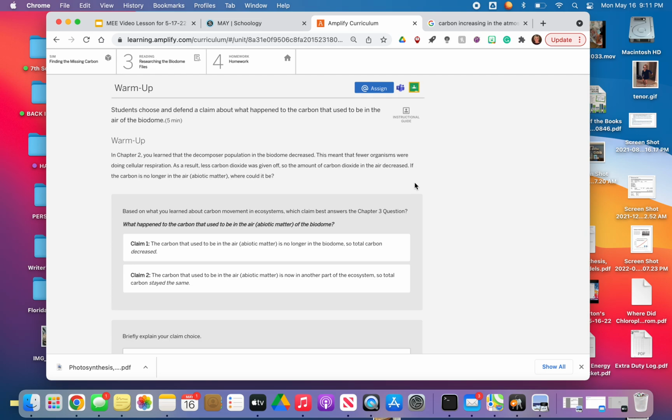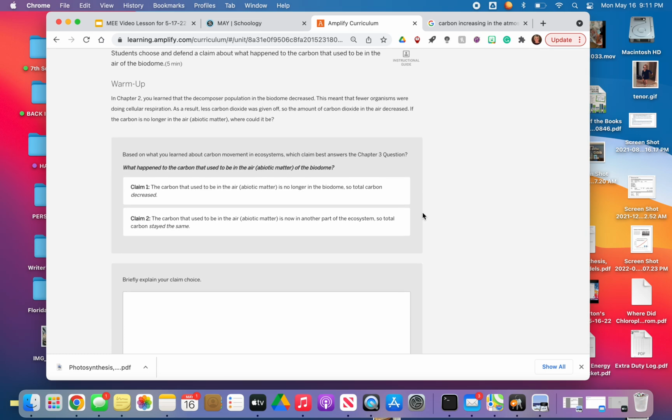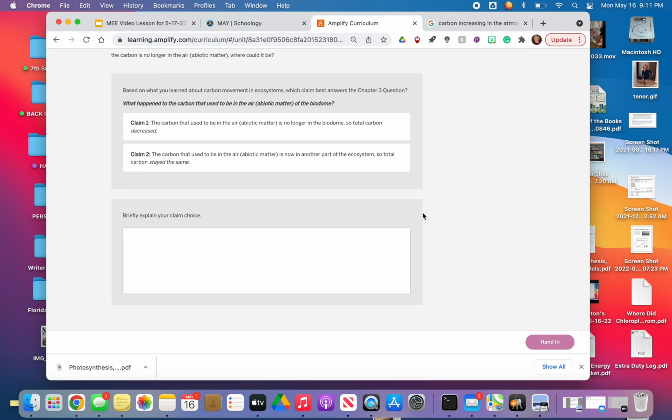This meant that fewer organisms were doing cellular respiration. As a result, less carbon dioxide was given off, so the amount of carbon dioxide in the air decreased. If the carbon is no longer in the air or in the abiotic matter, where could it be? Based on what we learned about carbon movement in ecosystems, which claim best answers the chapter 3 question?